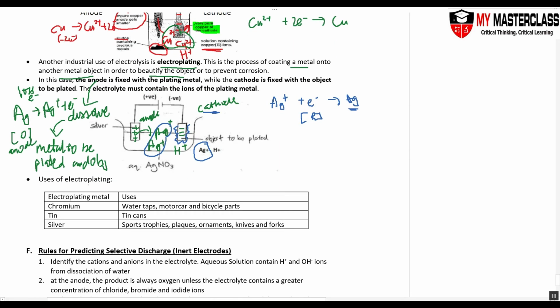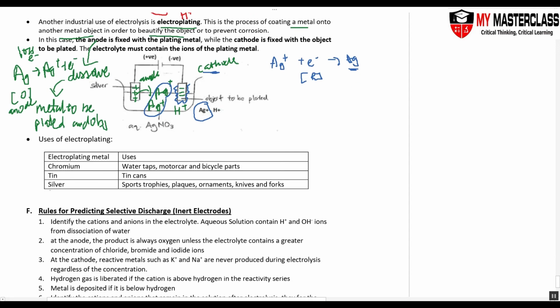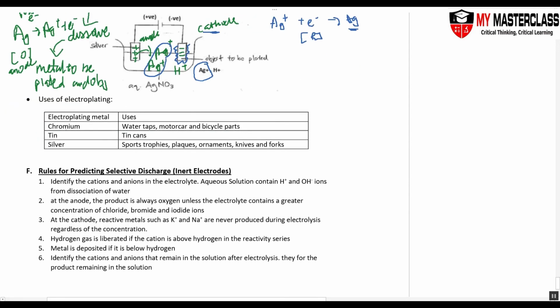Common uses of electroplating. These are concepts that will appear in your MCQ. Chromium is used to plate water taps, motor cars, and bicycle parts like the handles. Tin is used in tin cans, for example fruit cans like longan cans and rambutan cans. Silver is used for trophies, plugs, knives and forks. These common examples are memory work, and this will come out in the MCQ.